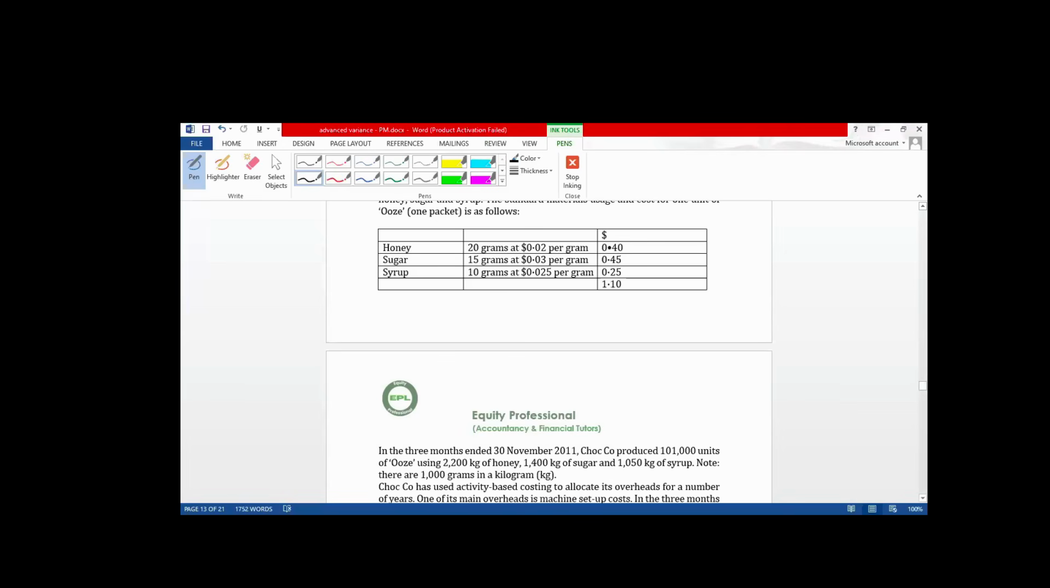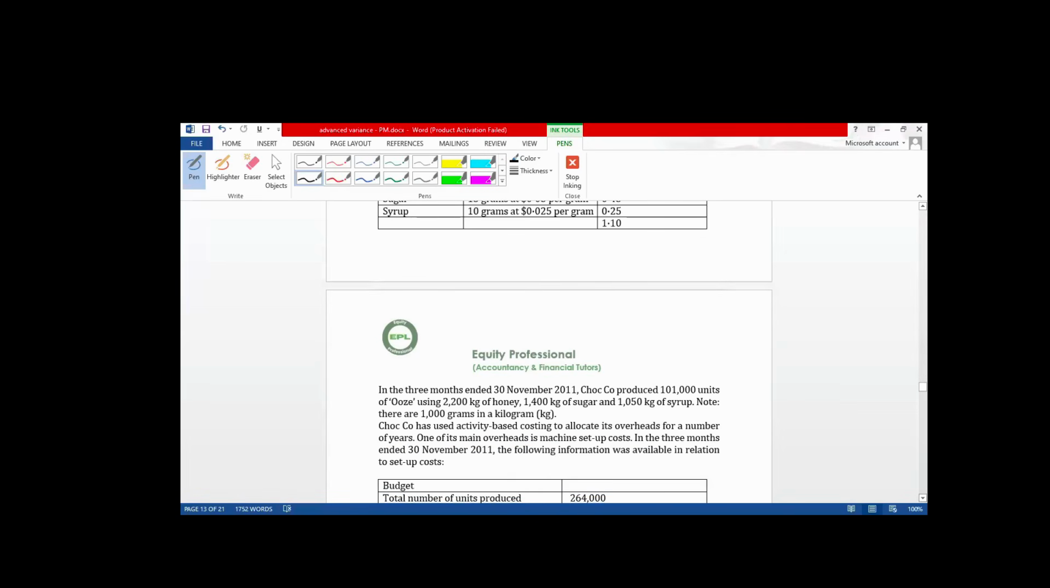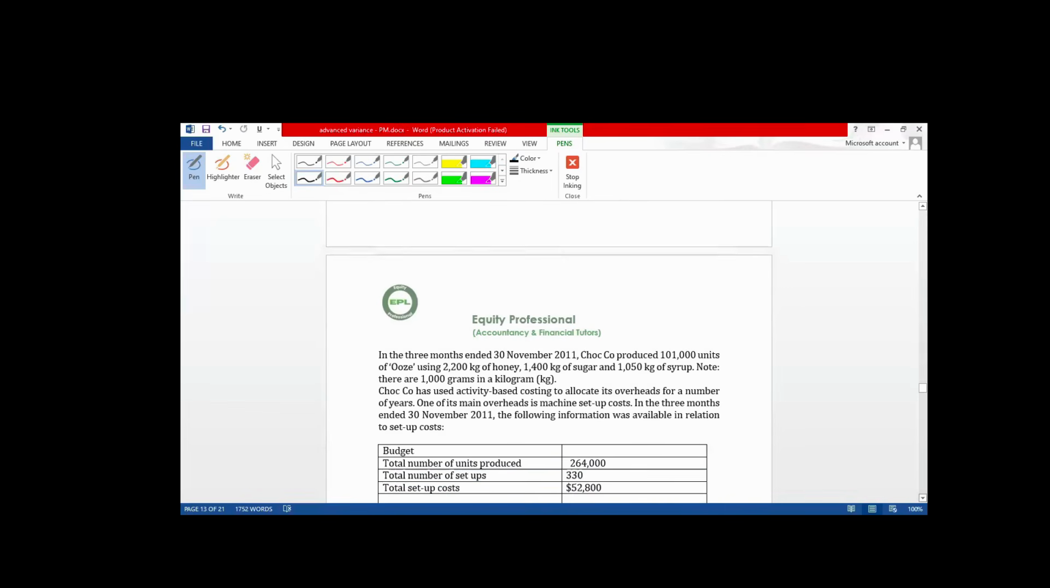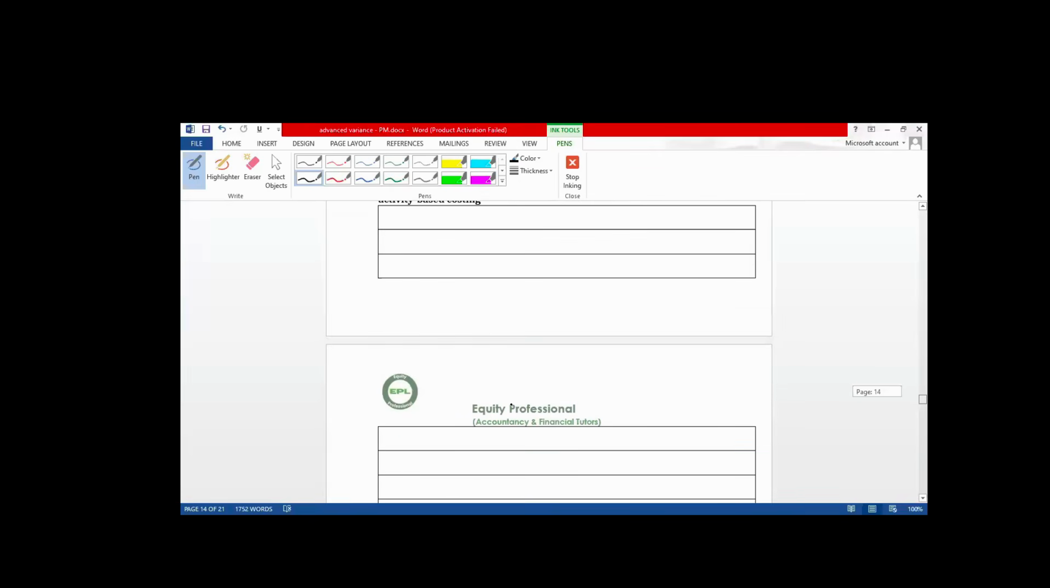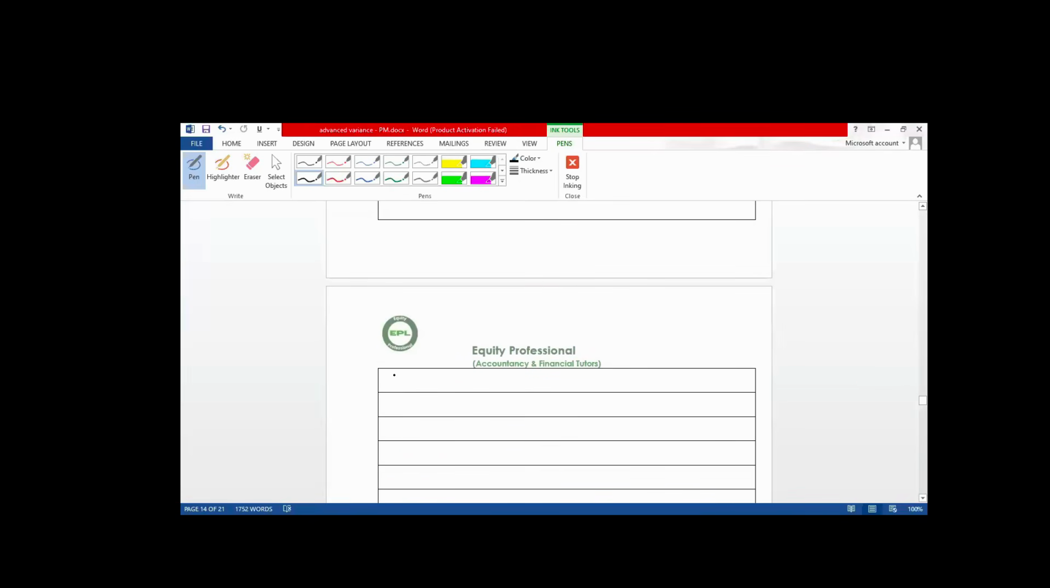If I'm to calculate material usage variance, what is the formula for material usage variance? Material usage variance.